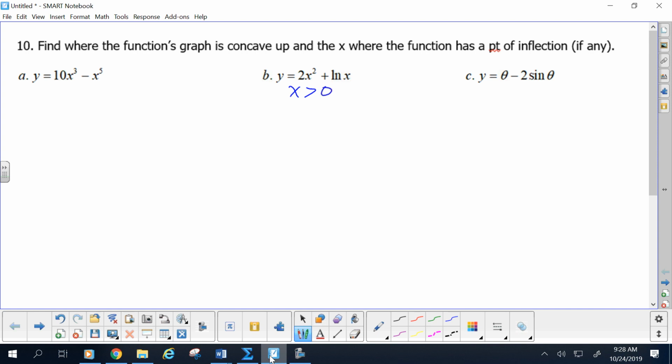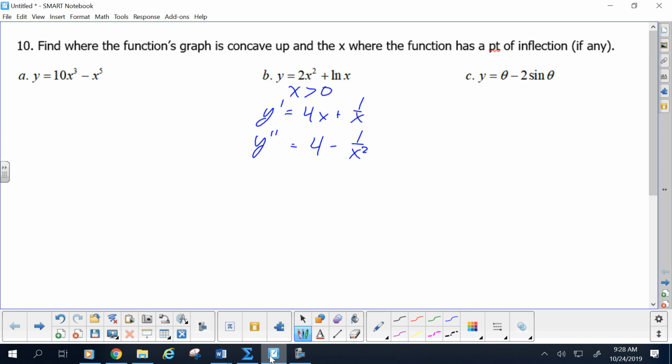Now we want to find where the graph is concave up and the points of inflection. What do we need? The first derivative. Feel free to write on your notes making corrections. I would do it in red or ink so it's clear what you did wrong. Your first derivative is 4x plus 1 over x. Now let's go to the second derivative, which is 4 minus 1 over x squared.